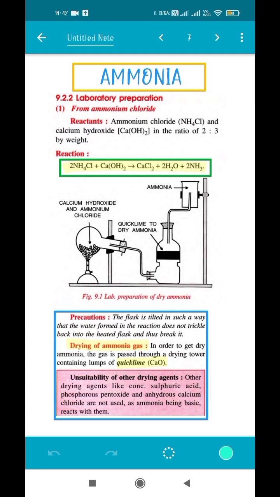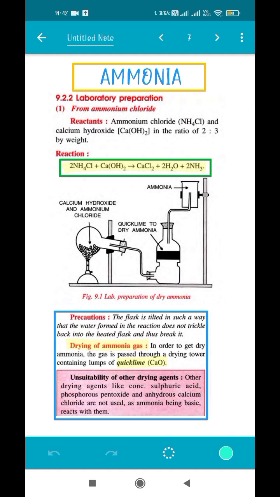Ammonia gas is released. As you can see in the experimental setup, the round bottom flask in which the reaction is occurring is a little tilted. Why is it tilted? Because the water formed in this reaction will start cooling when it reaches the neck portion of the flask, so that the water doesn't go back into the reaction. Therefore this flask is tilted a little bit. Whatever water is formed will form in this region only. It will not go back again, because if it goes back, it can break the glass apparatus. As a result, we are tilting the flask in such a way.